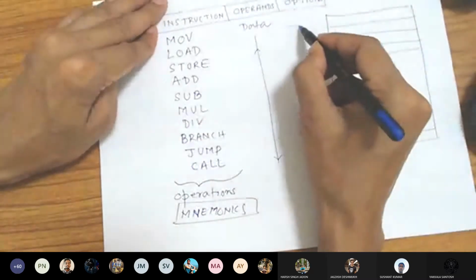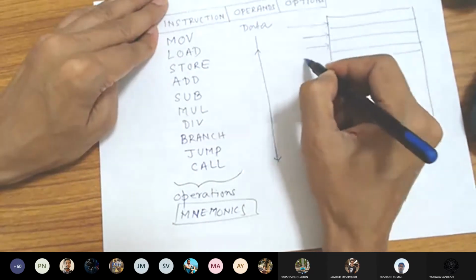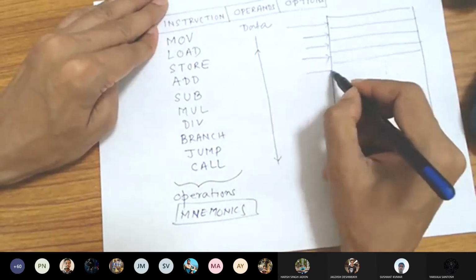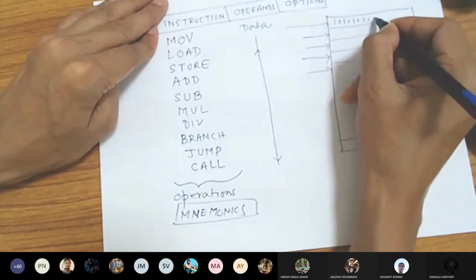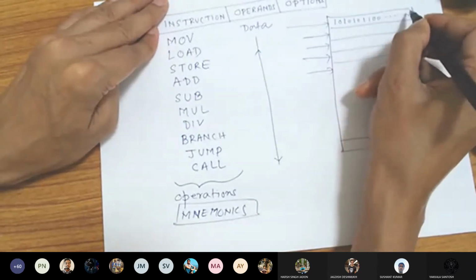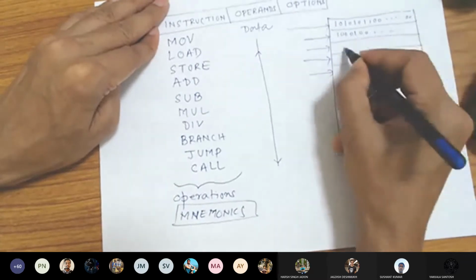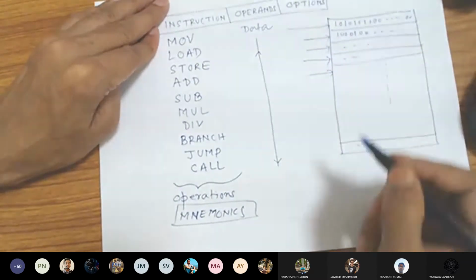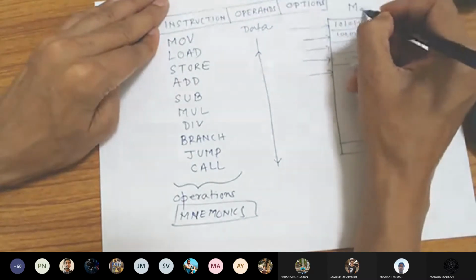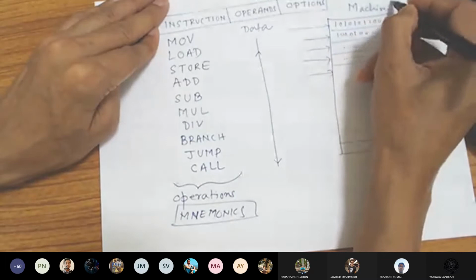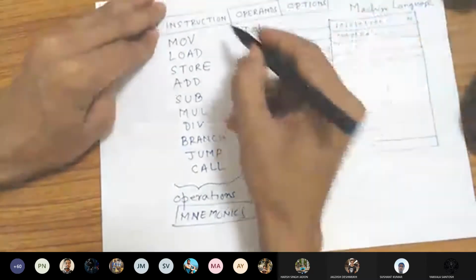For every assembly language instruction, there will be a binary representation, and so on and so forth. This is machine language. And this is assembly.